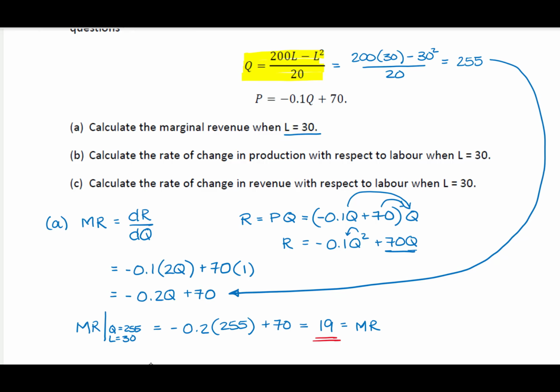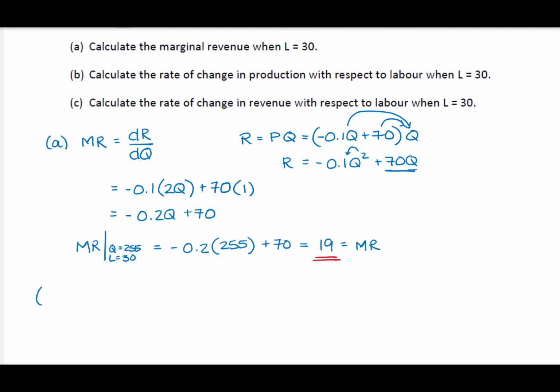Now onward to part B. Just going to erase some of these. Part B, calculate the rate of change in production with respect to labor when L is equal to 30. I'm first going to ignore the L is equal to 30 part and just try to look at what rate of change in production with respect to labor implies.